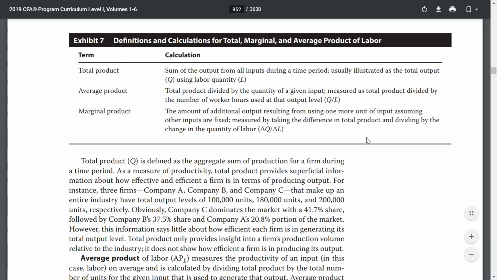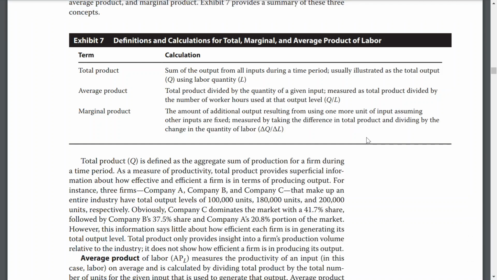As a measure of productivity, total product provides superficial information about how efficient a firm is in terms of producing output. For instance, three firms, Company A, Company B, and Company C, that make up an entire industry, have total output levels of 100,000 units, 180,000 units, and 200,000 units, respectively. Obviously, Company C dominates the market with a 41.7% share, followed by Company B with 37.5% and Company A with a 20.8% portion of the market.